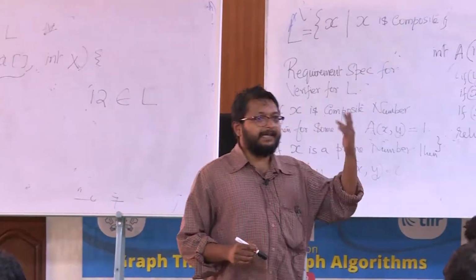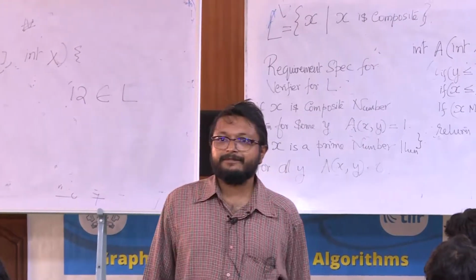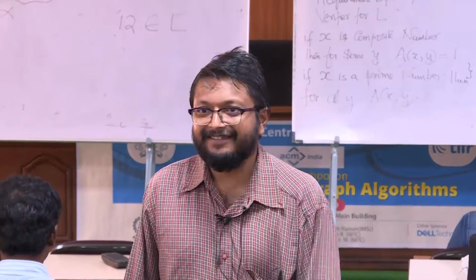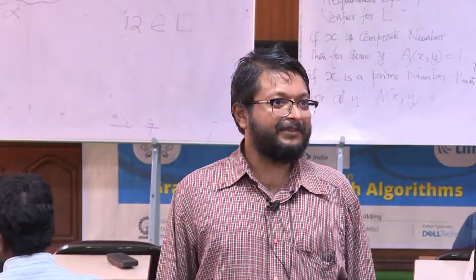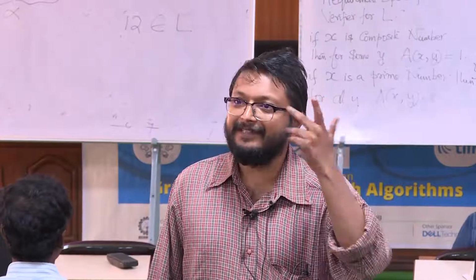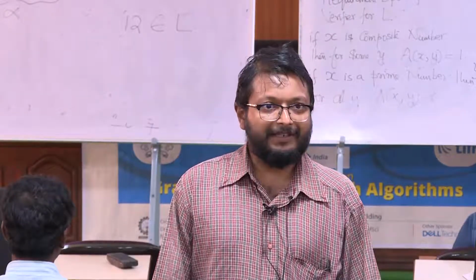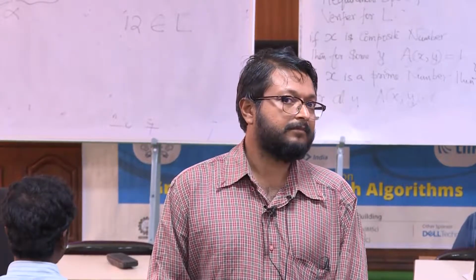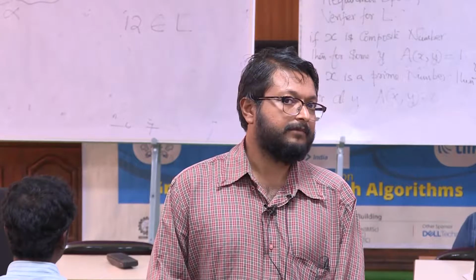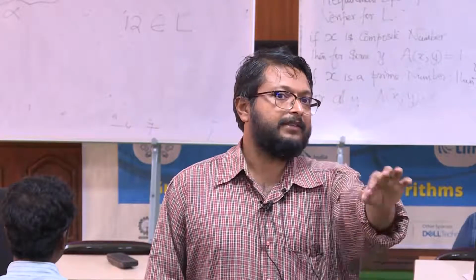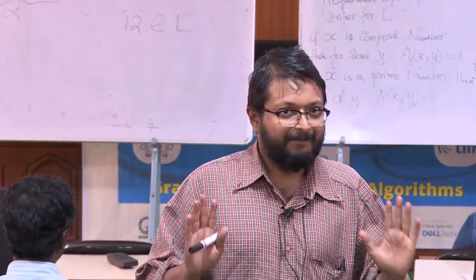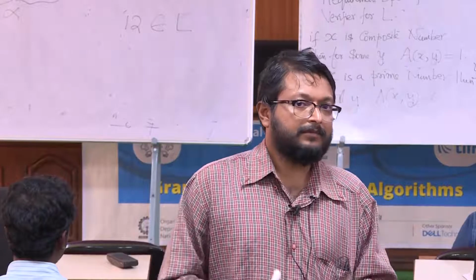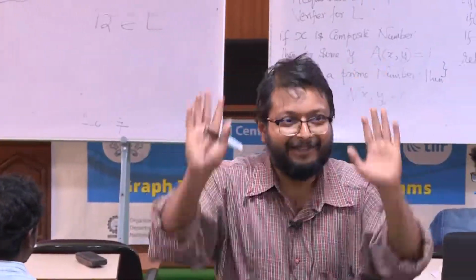How will you make this algorithm accept 12? Provide 2, 3, 4 or 6. If you supply 12 with 2, 3, 4 or 6, the verifier outputs 1. In the verifier problem, return 1 means accept. The output is 1, and that means x is a composite number.